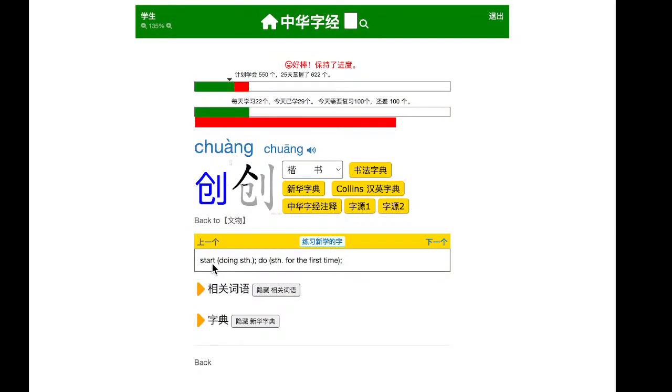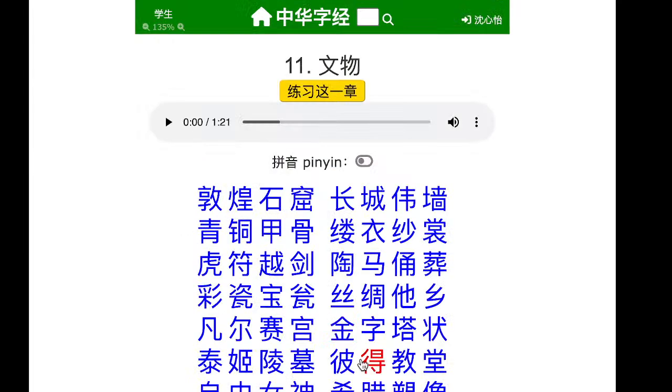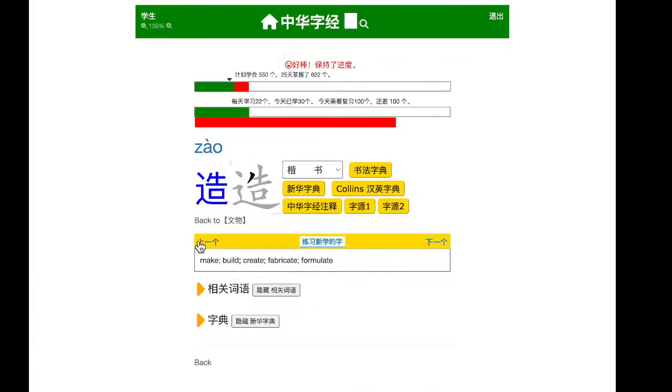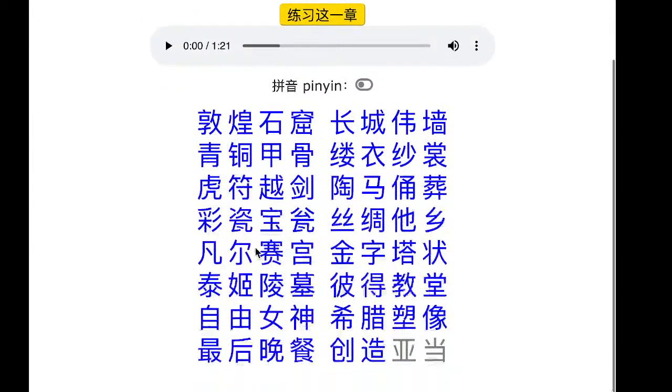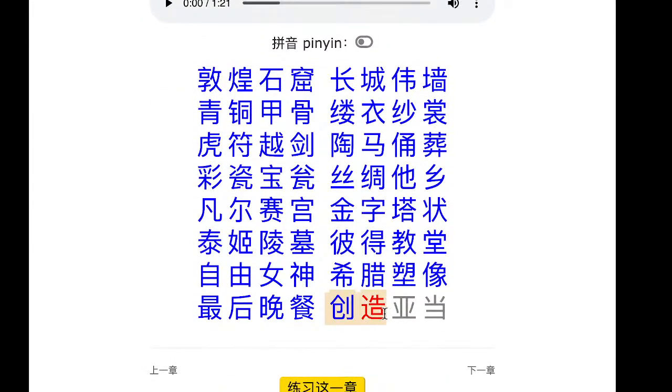Anyway, the next one is 创. 创 is to start doing something or do for the first time. And this is also part of the word 创造, where 造 is make, build, fabricate, or formulate. 创造 specifically means create, because create means to make something out of nothing. So here we're talking about making something for the first time. 创造, like making something that has never been made before.